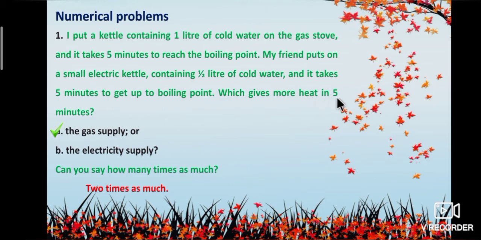Which gives more heat in 5 minutes? Option A, the gas supply or the electricity supply? Tell me the answer. Answer is option A, the gas supply. The gas supply gives more heat in 5 minutes. Can you say how many times as much? 2 times as much.